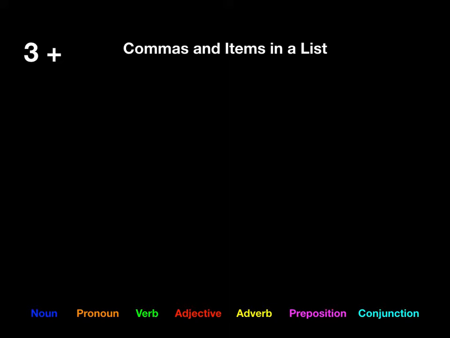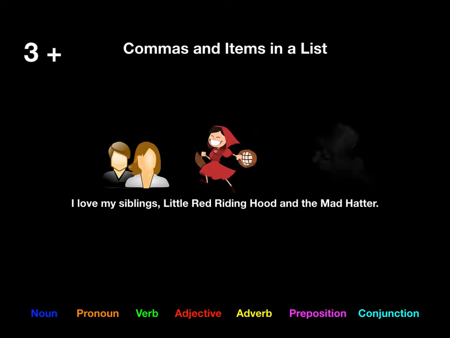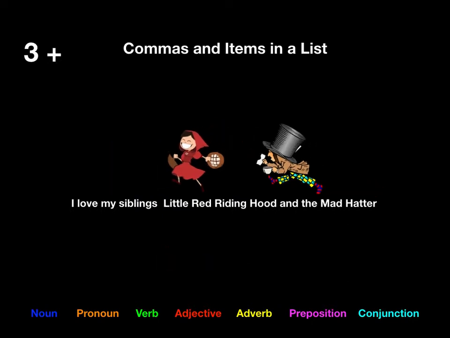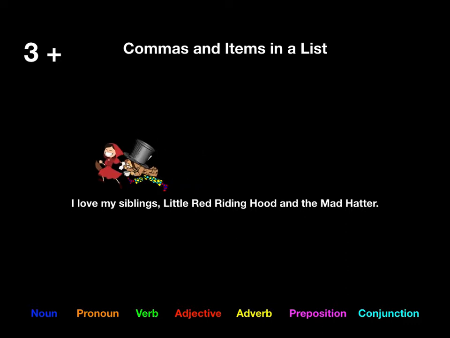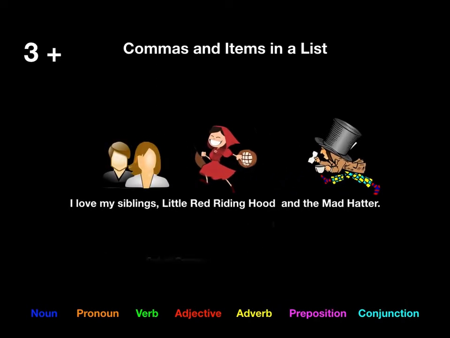Consider the following example. I love my siblings, Little Red Riding Hood and the Mad Hatter. Within this example, you can see that we have not used the Oxford comma. In this instance, not using the Oxford comma makes it appear as if Little Red Riding Hood and the Mad Hatter are my siblings. This, however, is not the case. When we insert the Oxford comma, we make it clear that this is a list of 3 items that I love.